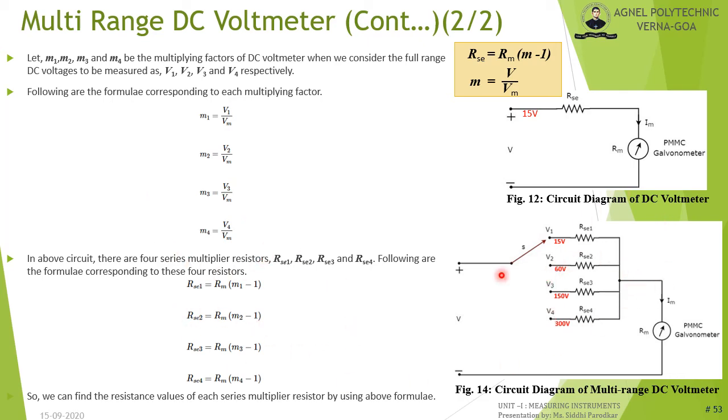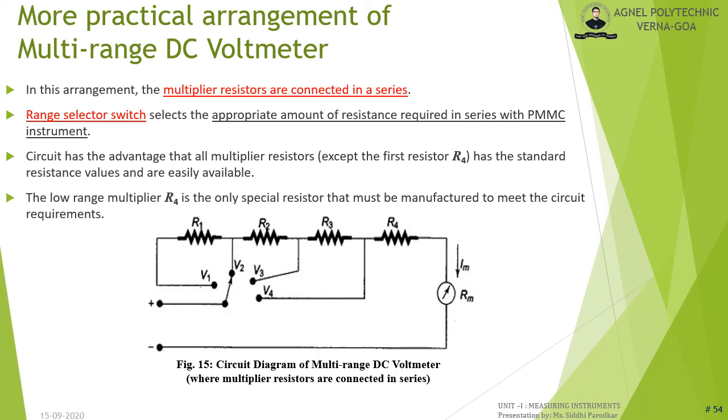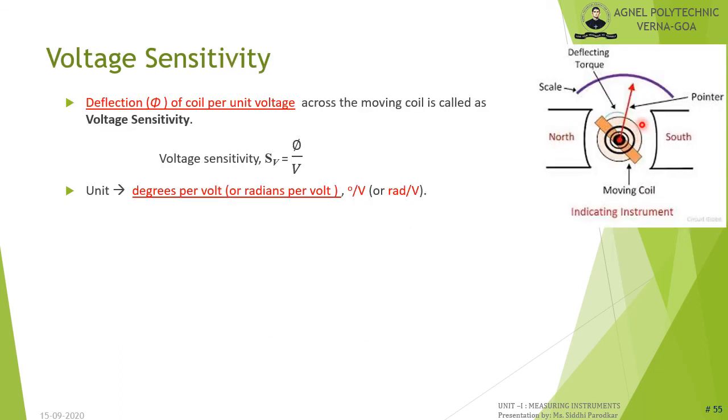There is one more arrangement of multi-range DC voltmeter that is more practically used. Here the multiplier resistors are connected in series and the range selector switch is used to select the appropriate amount of the resistance that is required to be in series with the PMMC instrument. Deflection of the coil per unit voltage across the moving coil is known as voltage sensitivity. The expression for voltage sensitivity is given as S suffix V is equal to phi upon V, where phi is the deflection of the coil.